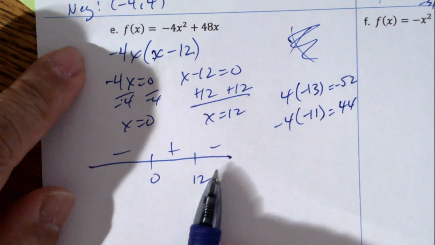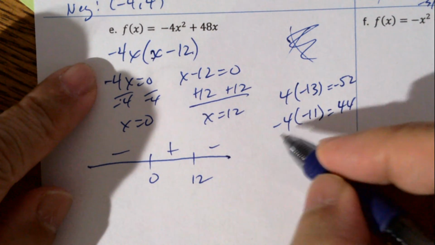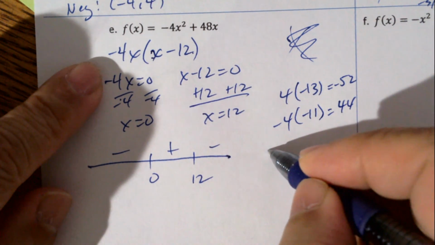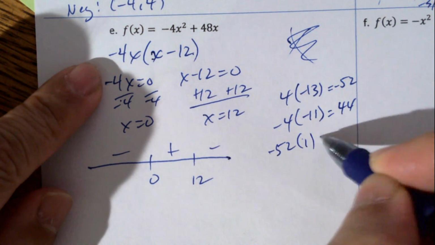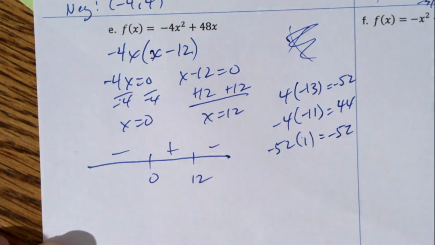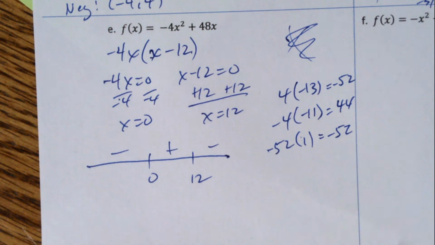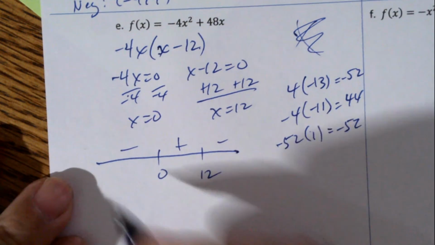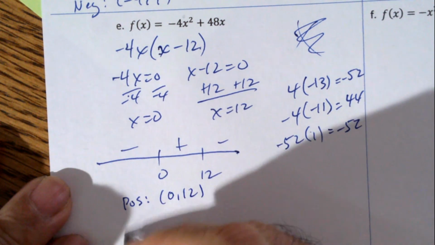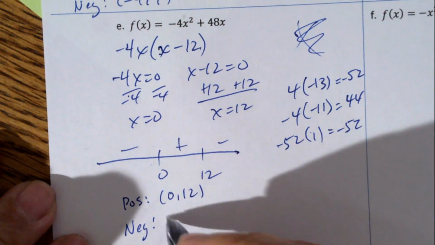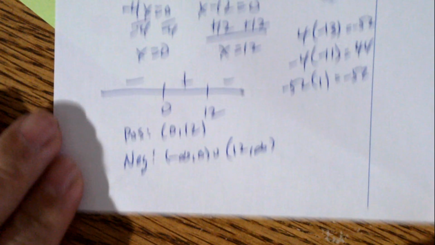Plug in a number bigger than 12, say 14. Let's go closer than that. 13. So 13, negative 4 times 13 is negative 52, I think. And then 13 minus 12 is 1. So it's negative 52. So it's negative. If I'm not quite right on the 52, I'm very close to it. All right, so what are the answers? It's positive between 0 and 12. It's negative from negative infinity to 0 and 12 to infinity. There's my answer.